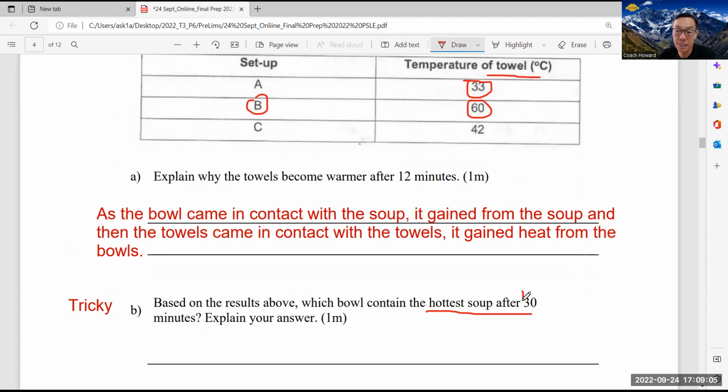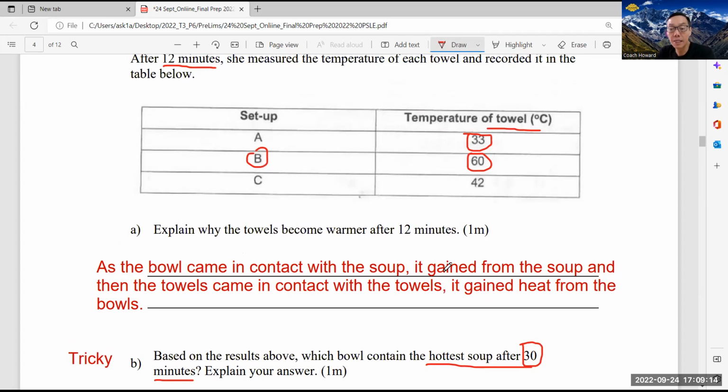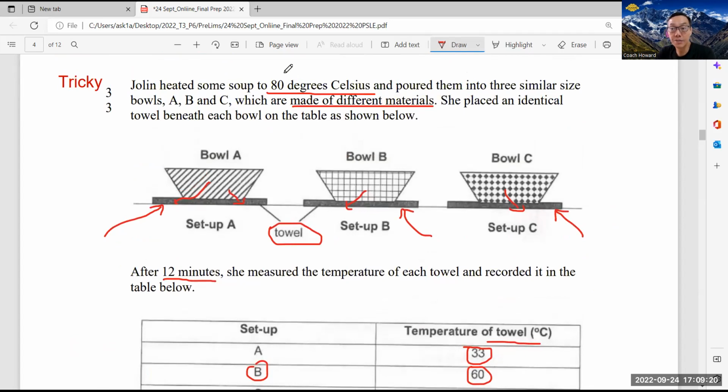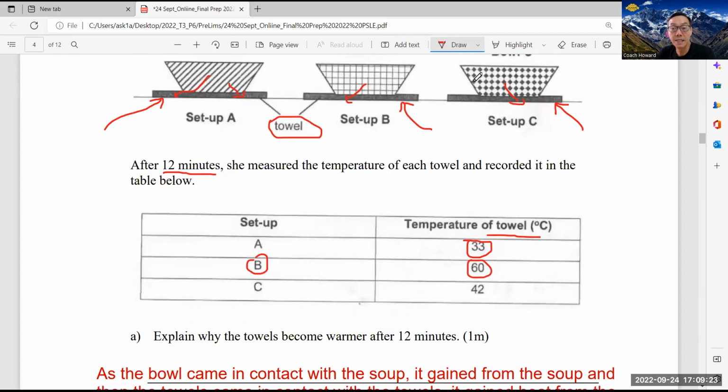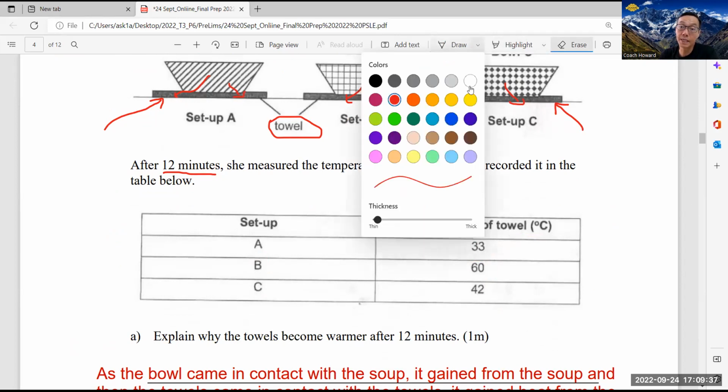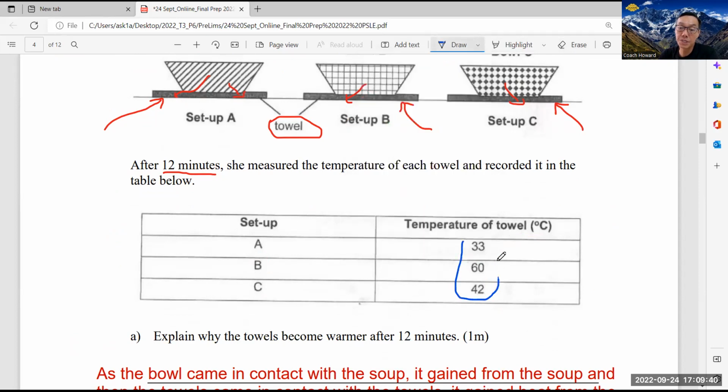But notice 30 minutes has lapsed. Okay, 30 minutes has lapsed, that means time has gone. And they ask you which bowl contains the hottest soup. So you must understand heat flow. Because at first it's 80 degrees Celsius. Okay, and then this is the time taken. They measured the temperature of the towel for 12 minutes. Okay, so as the time progresses from 13, 14, all the way to 30 minutes, we will expect all the temperatures to drop. So all these three temperatures will drop to an even lower temperature after 30 minutes.